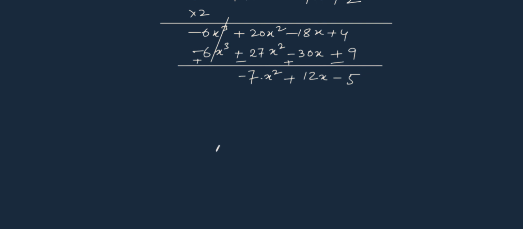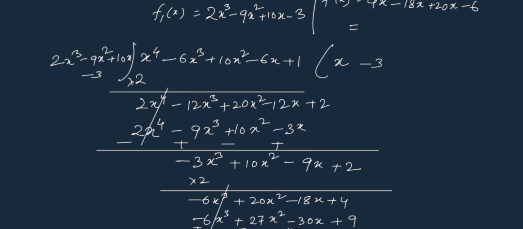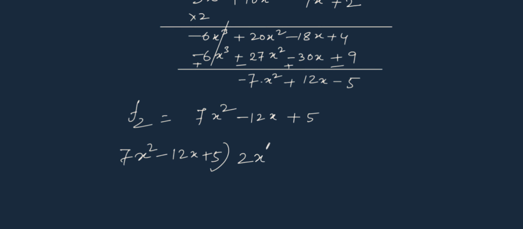So we got F1, F2. F2 will be with the sign change. The next divisor will be F2 and we have to change its sign. So 7x square, negative 12x, positive 5. Now divide F1 by F2. So what is our F1? F1 is 2x cube minus 9x square plus 10x, negative 3.